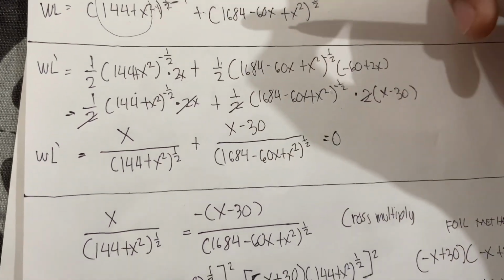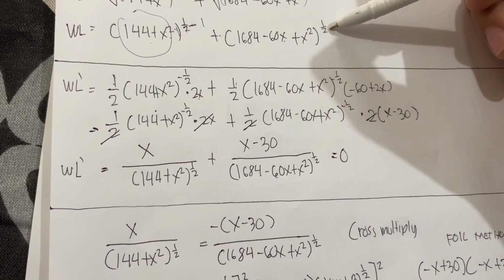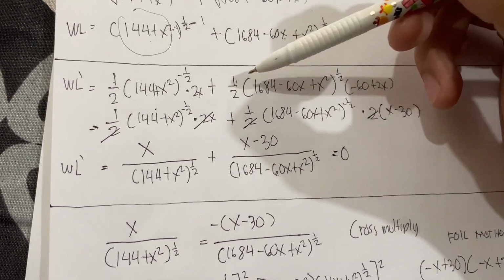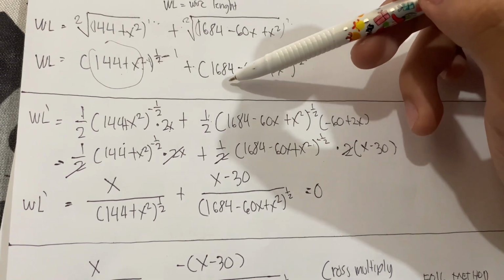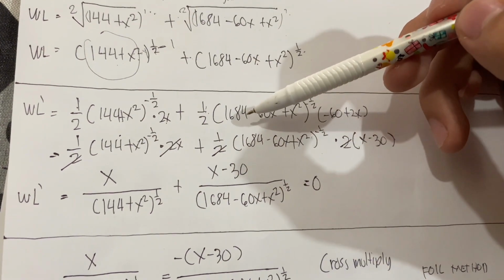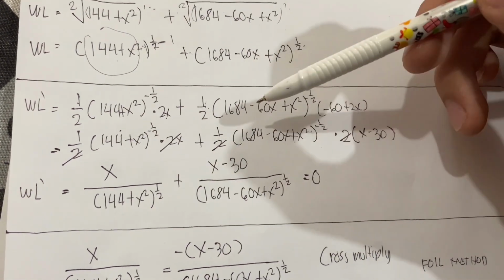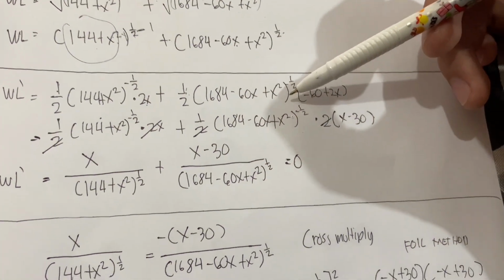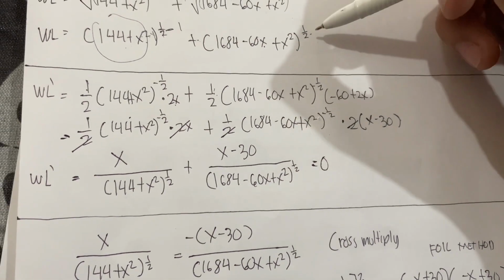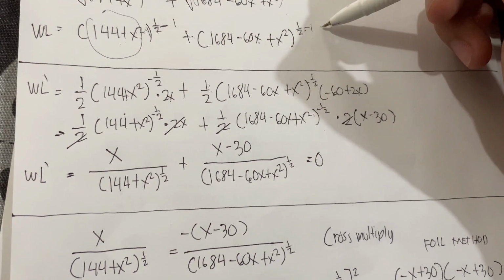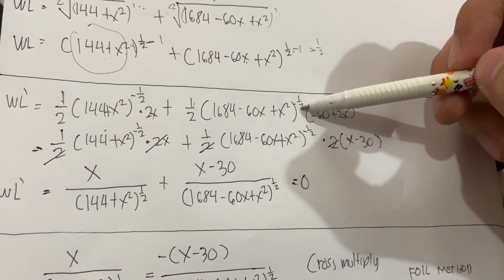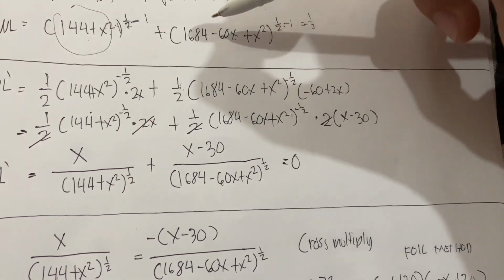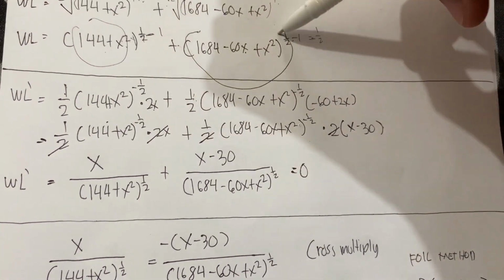And then next, for this equation, we're gonna bring down 1 half here, and then times our equation. We're just gonna copy it: 1684 minus 60x plus x squared, and then 1 half minus 1 is equal to negative 1 half. So we're gonna write negative 1 half here, and then the derivative of this equation right here.